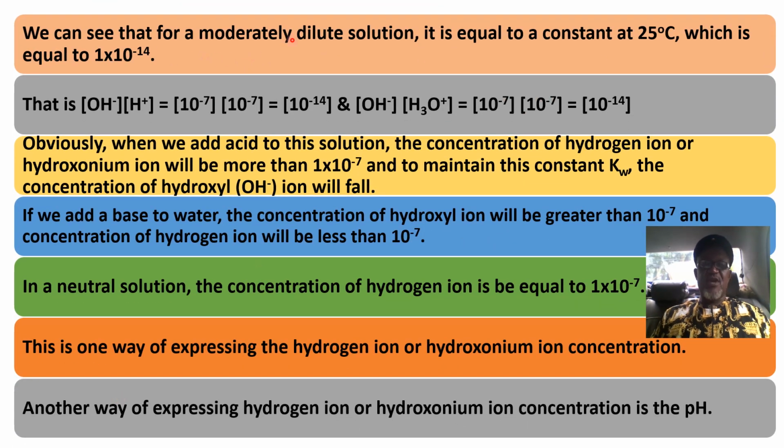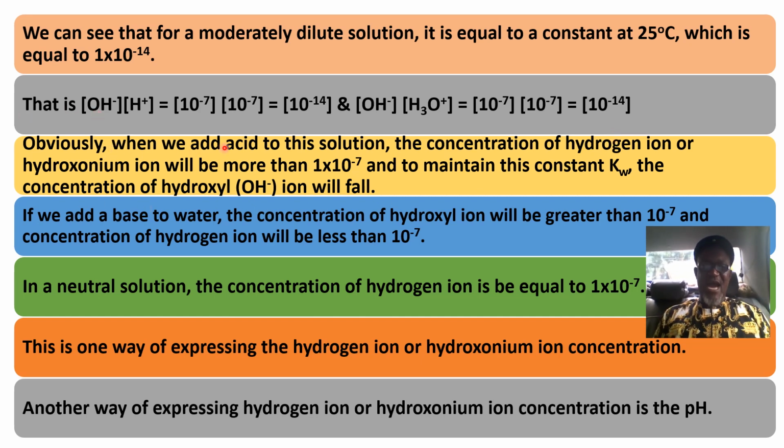We can see that for a moderately dilute solution, it is equal to a constant at 25 degrees C, which is equal to 1 times 10 to the power minus 14. That is, OH minus concentration times H plus concentration is 10 to the power minus 7 times 10 to the power minus 7, which is equal to 10 to the power minus 14. The same way, OH minus and hydronium ion concentration is 10 to the power minus 7 times 10 to the power minus 7, equal to 1 times 10 to the power minus 14.